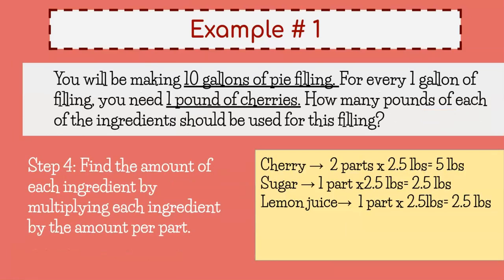Next, you're going to find the amount of each ingredient by multiplying each ingredient by the amount per part. In the case of cherries, you're using 2 parts cherry, so times 2.5 pounds. You use 5 pounds of cherries. And with sugar and lemon juice, it's just 1 part of each, so you multiply each of those by 2.5. You need 2.5 pounds of sugar and 2.5 pounds of lemon juice. I hope that makes sense. If a recipe is written as a ratio, this is how you can calculate how much of each ingredient you're going to be using.